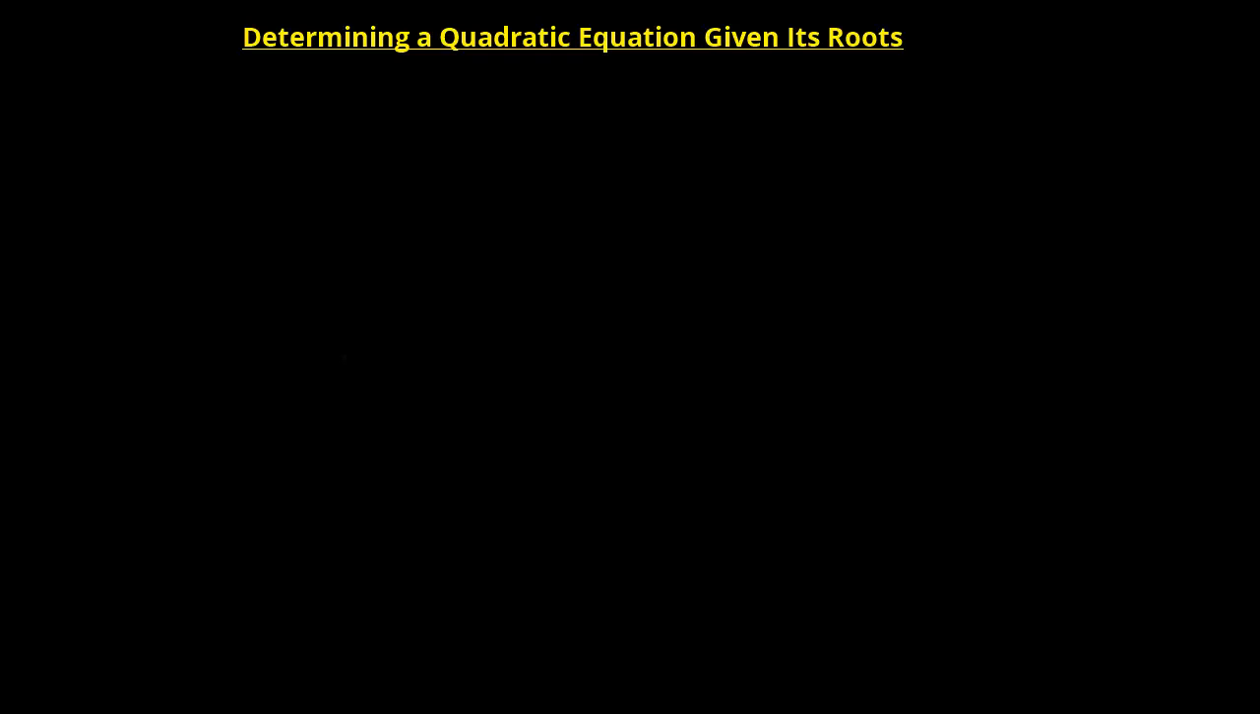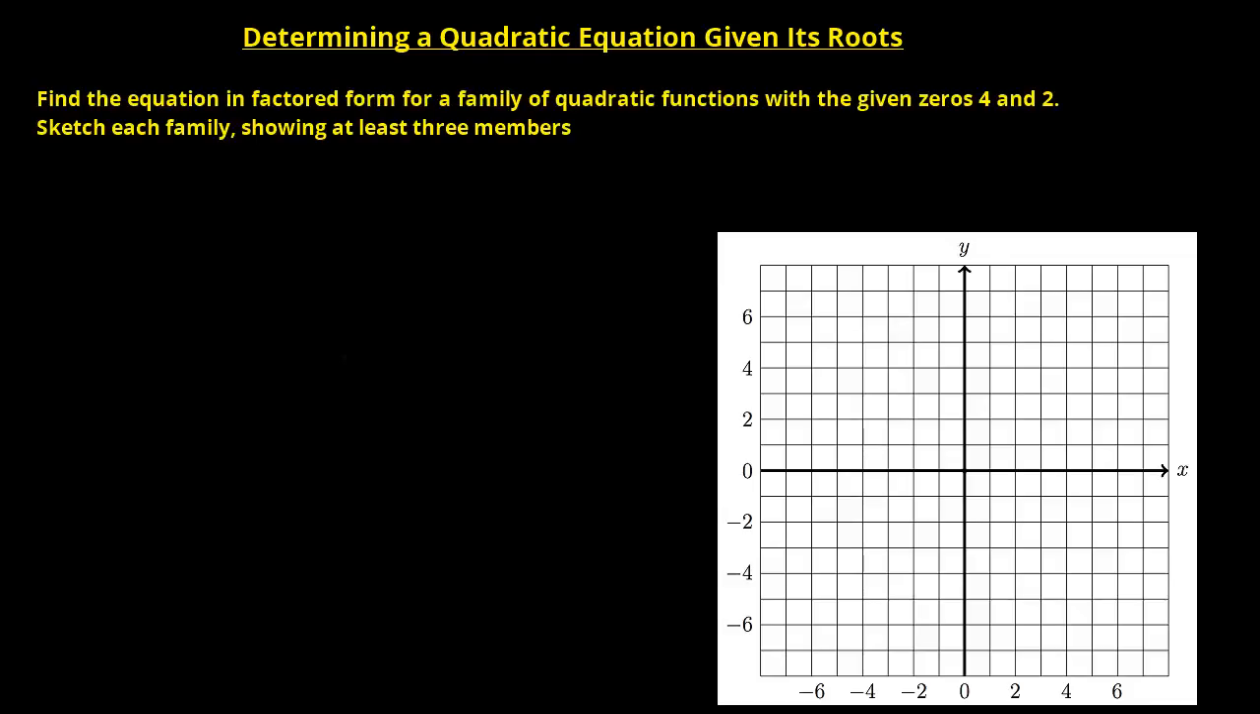Now let's go ahead and do an example here. We're told to find the equation in factored form for a family of quadratics with the given roots 4 and 2. First off, our function in factored form is f of x is equal to a times x minus r times x minus s. That's the function written in factored form, where r and s are the zeros of this function.